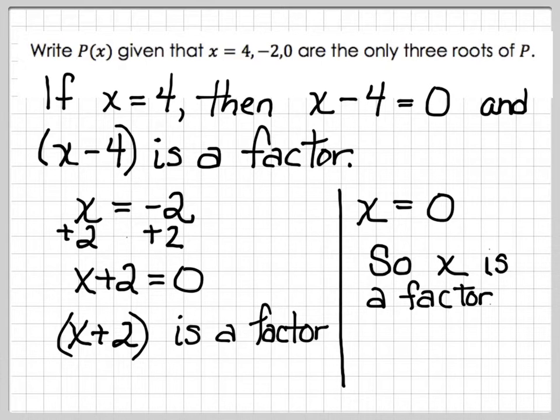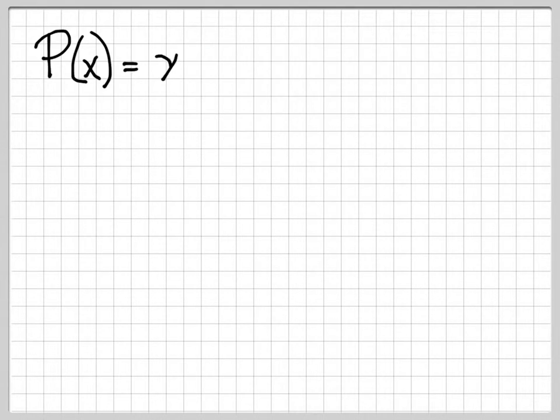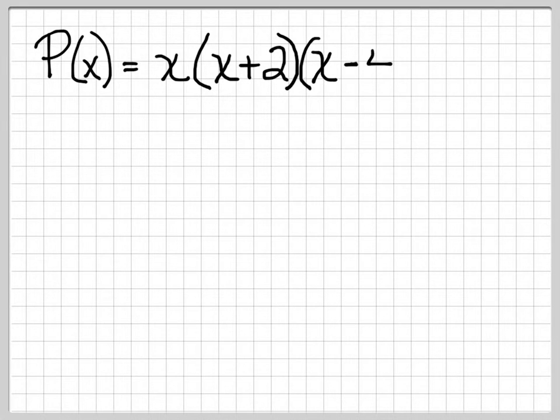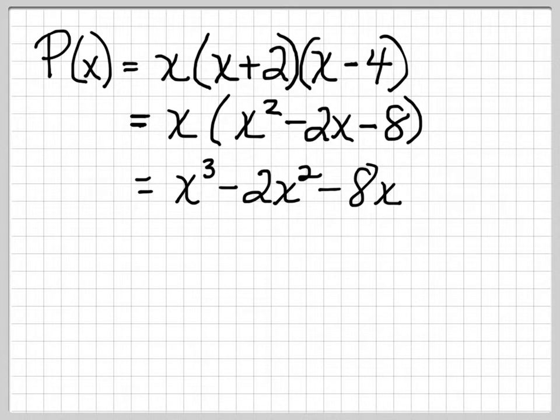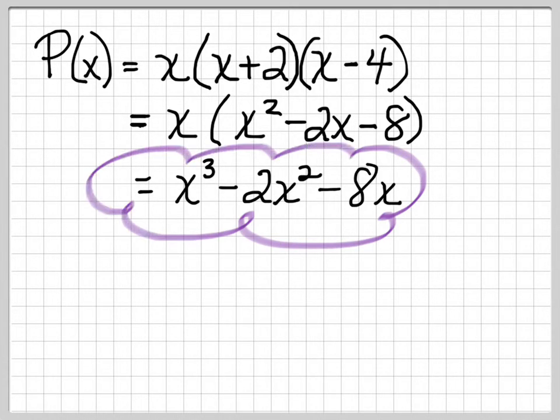So let's put all this together. We're supposed to find the function, and let's write it in standard form. The order in which you multiply doesn't matter, so I'm going to multiply those two binomials together first, just because, and then I'm going to distribute the x. And there you have it.